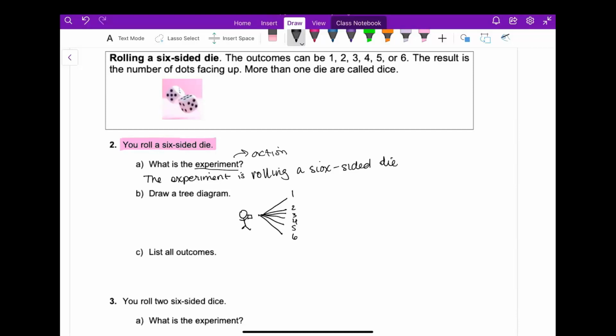Let's go ahead and list all our outcomes. Our outcomes are, you can put it in a sentence. One of the math symbols you'll usually see is a squiggly bracket. So we have 1, 2, 3, 4, 5, 6. And so these are all our possible outcomes.